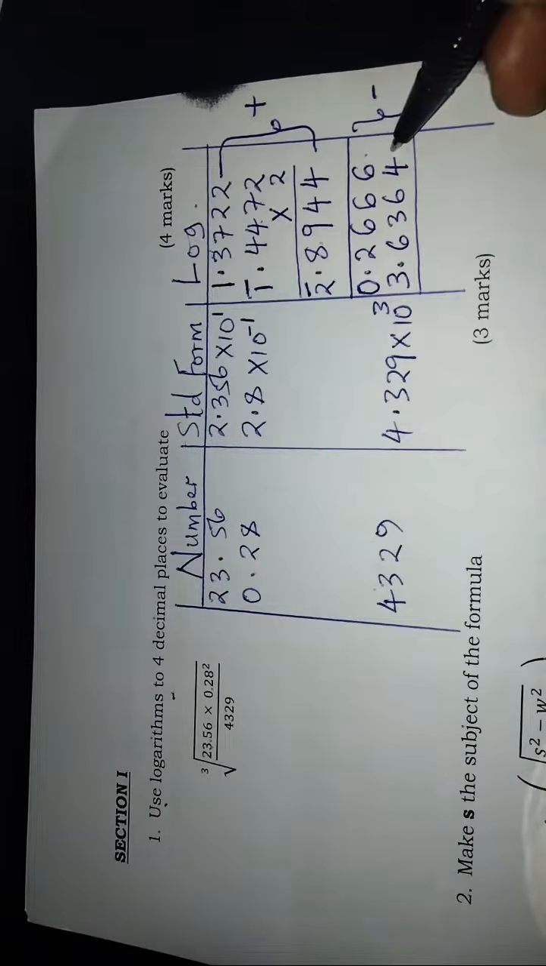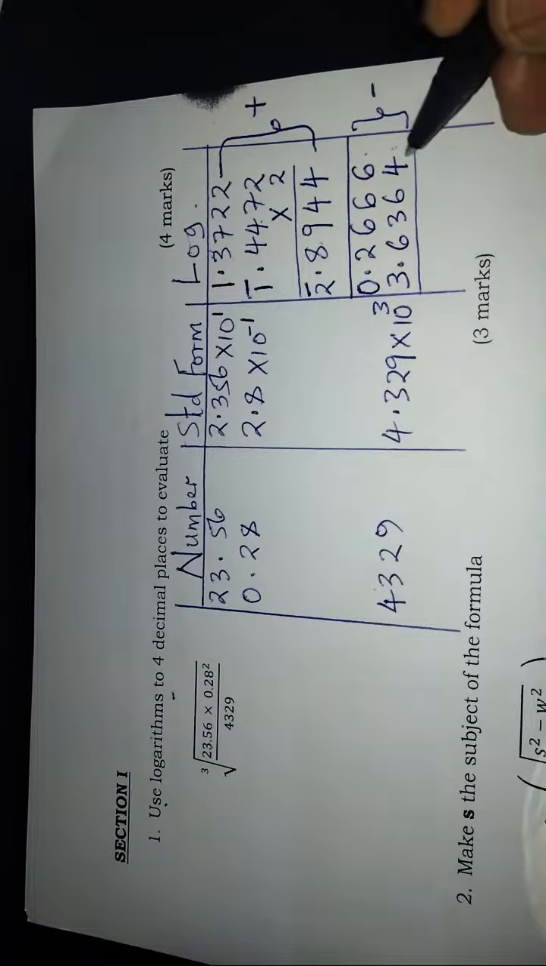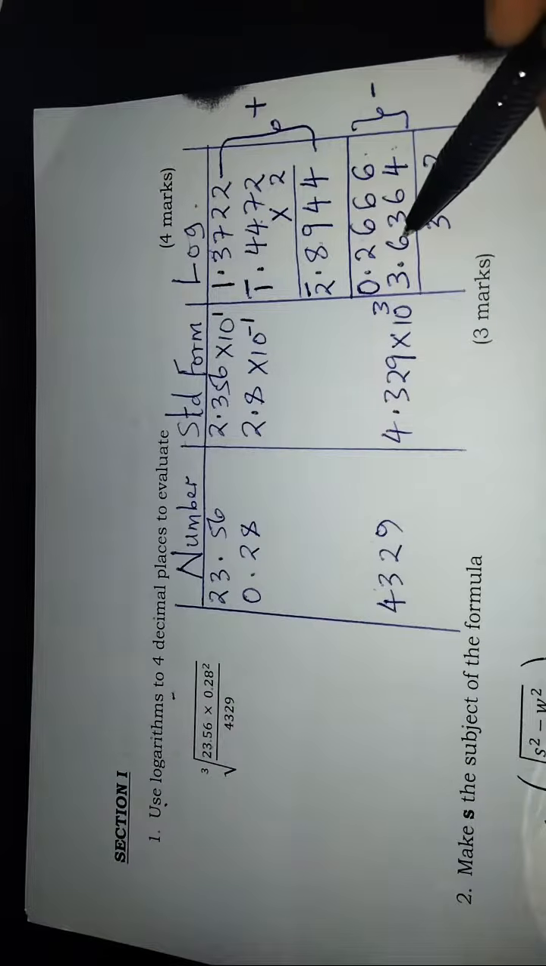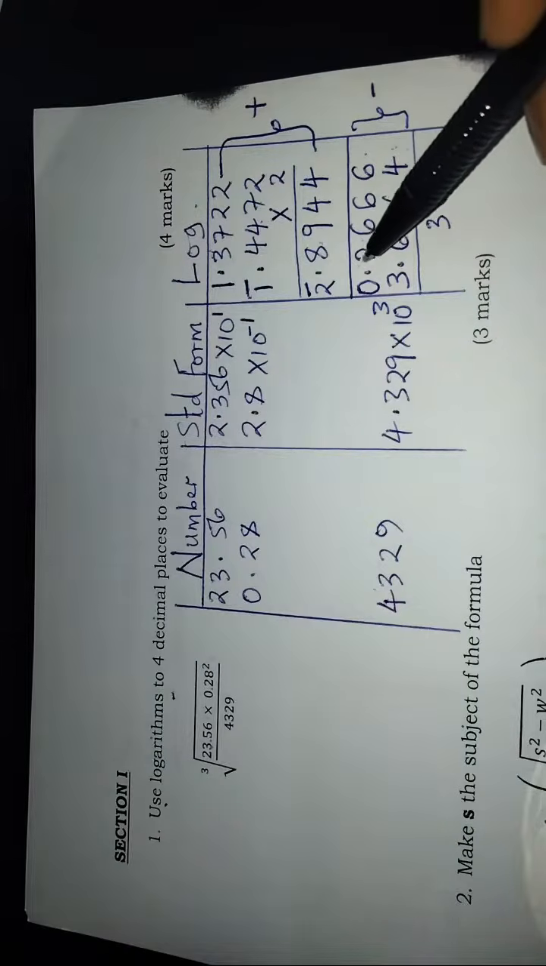6 minus 4 will give us a 2. 6 minus 6, a 0. 6 minus 3, we'll also have a 3. Then this is a 2 minus 6. Remember, 6 cannot be subtracted from a 2, so we have to borrow 1 here to make it 12 minus 6 to give us 6.